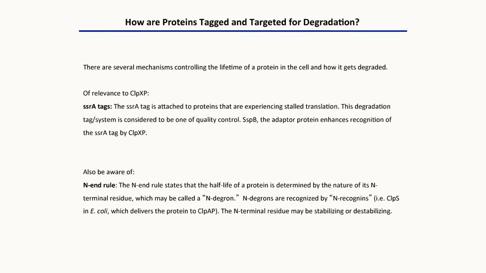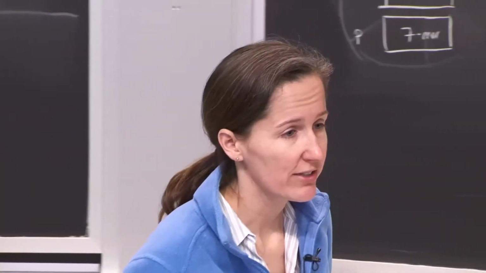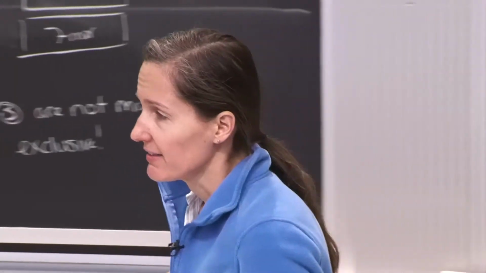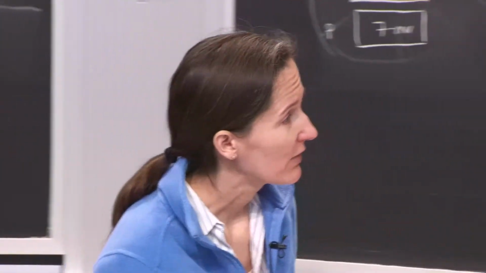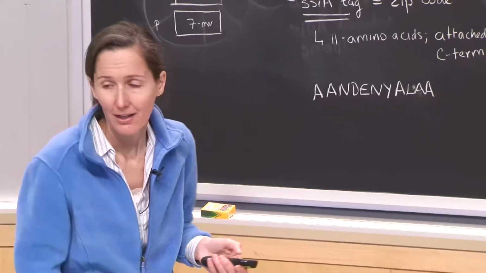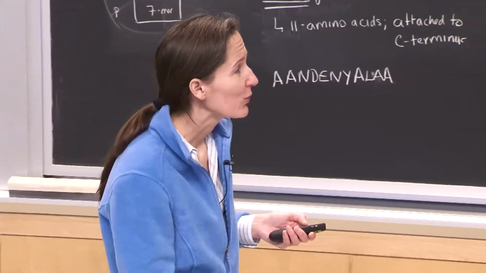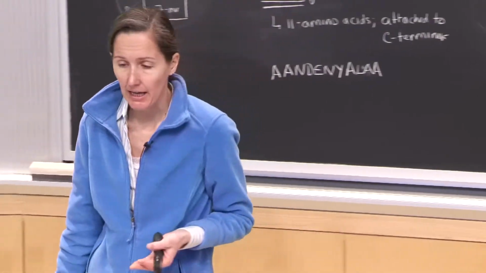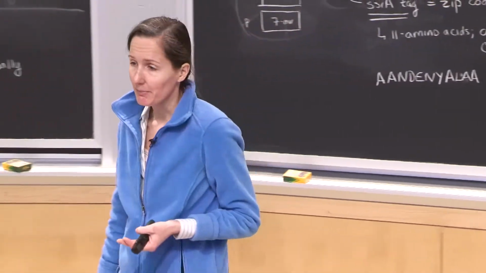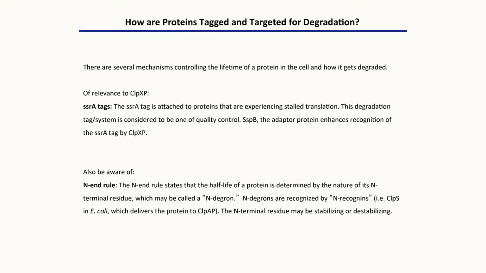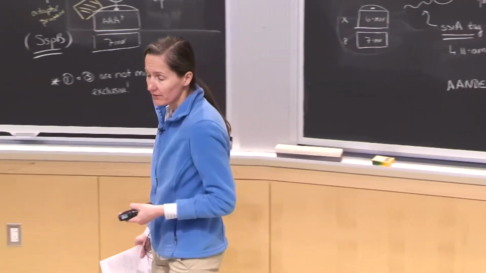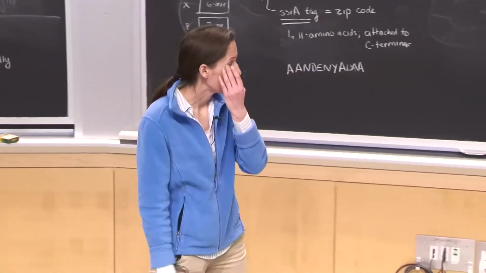And something else to be aware of is that these SsrA tags are not the only ways of tagging proteins for degradation. We're not going to talk about it in detail in this course, but you should be aware of something called the N-end rule. And this is really cool. This rule basically states that the half-life of a protein is determined by its N-terminal residue. This can be called an N-degron. And these N-degrons are recognized by proteins such as ClpS in E. coli. As a result, these proteins can get delivered to degradation machines.